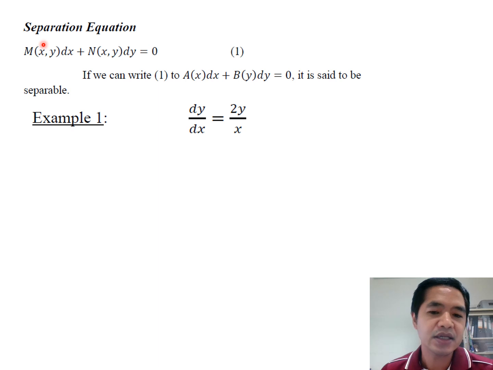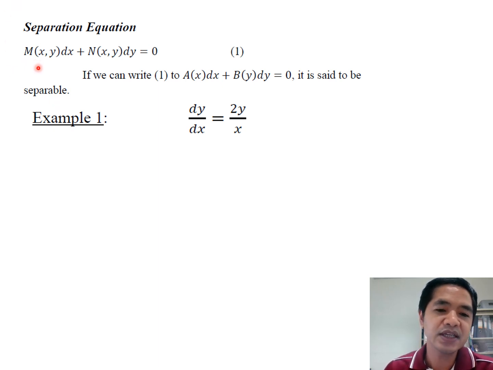So now let's take a look at examples of the first technique that we use to solve ODEs, which is the most simple one. We call it the separation equation technique. So in general, when we have M, containing a function of x and y, dx, plus N, containing a function of x and y, dy, this is the equation of an ODE, equal to 0.